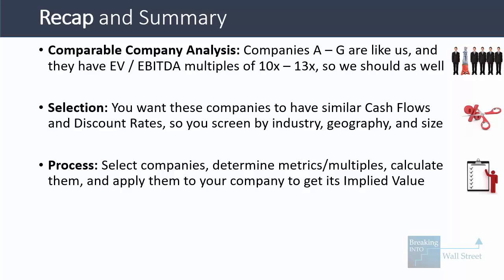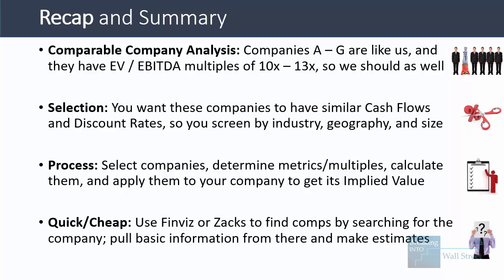The overall process is to select the companies first based on those criteria: industry, geography, and size. Then determine the metrics and multiples you want to use. Then calculate them either manually or by using one of the automated services I just showed you. And then you apply them to your company. You apply the medians, or the 25th or 75th percentiles really, to determine your company's implied value.